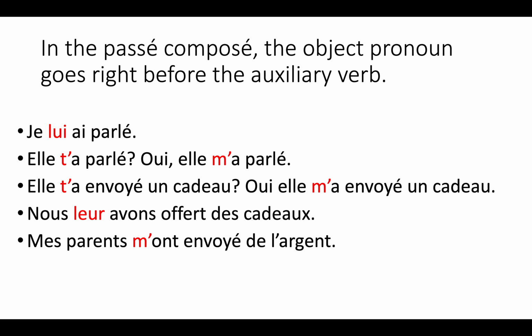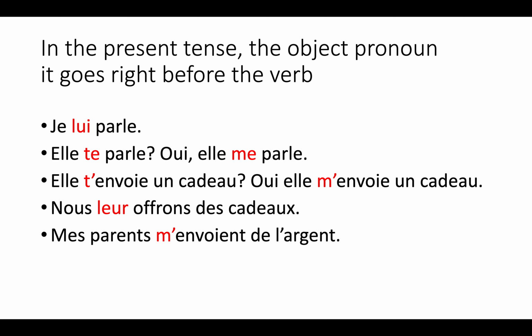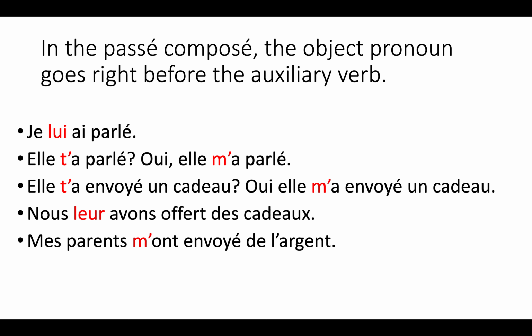In the passé composé, so you should have written down in the present tense, pronoun before verb. You got to write something about that and write two examples. And then another heading, passé composé, pronoun goes right before the auxiliary verb. So remember, the passé composé is made up of two parts. You have an auxiliary verb and a past participle. The pronoun goes before the auxiliary verb.